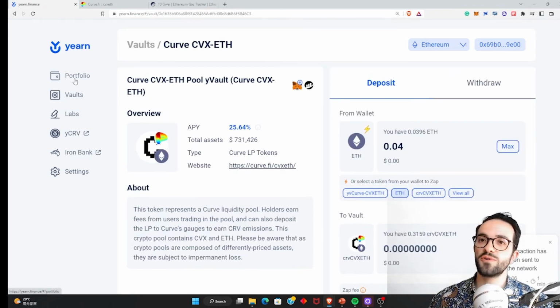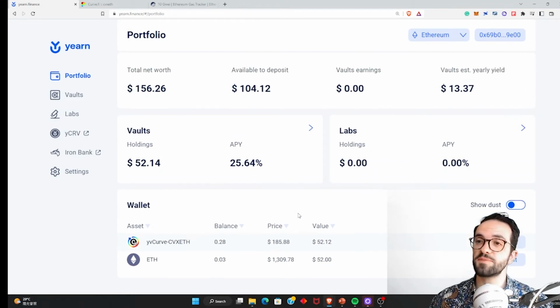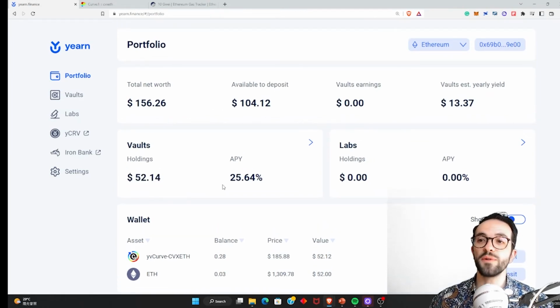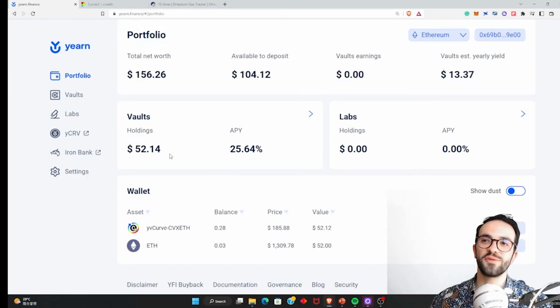So if we now go to portfolio, we should be able to see our position. Yes, awesome. So we have here 0.28 yield Curve CVX ETH tokens that represent our investment, and our current holding has an APY of 25.64%. Not bad at all, right? You can check also the estimated yearly yield. So if it continues to be 25%, of course, at the end of the year, we'll make $13.37 out of our $52 investment.